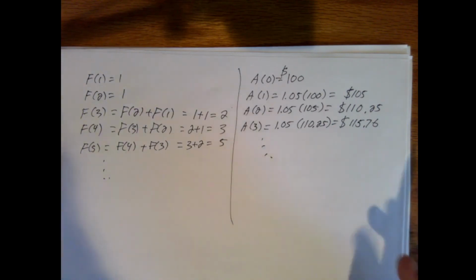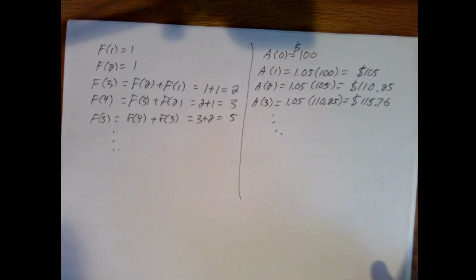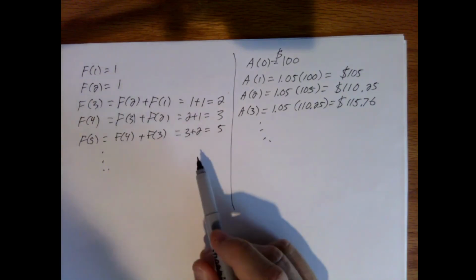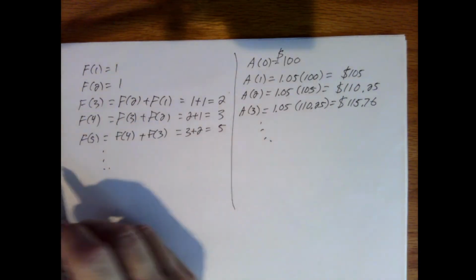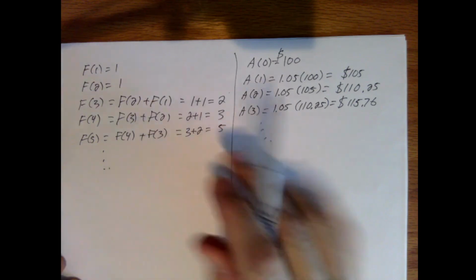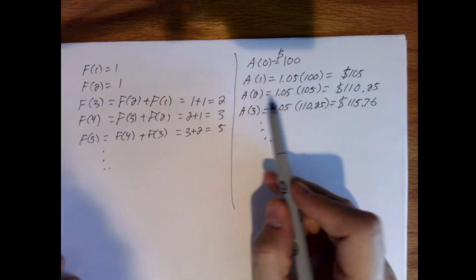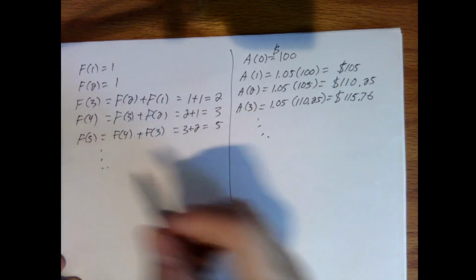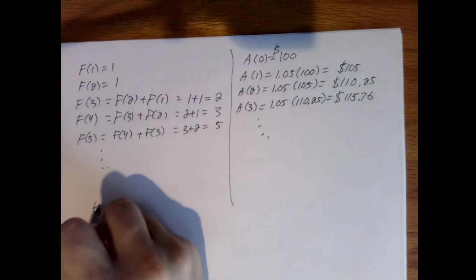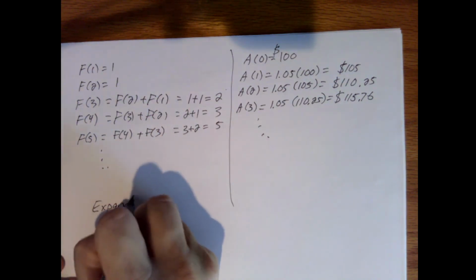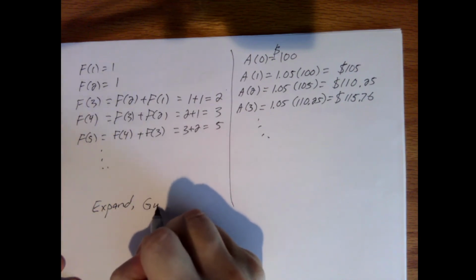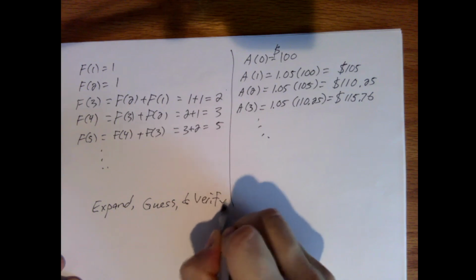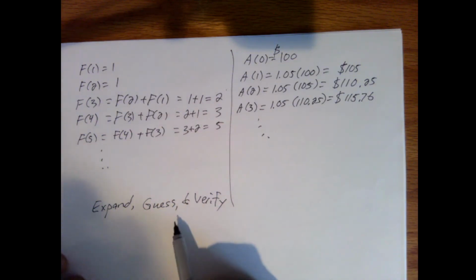So when we see those work, how do we use the recursive definition to produce the closed form solution? That's what we'll look at in the next video. We're only going to look at the first order type of problem because it's much easier than the second one. But we're going to use a process called expand, guess, and verify. And that's what we'll do in some examples in the next video.